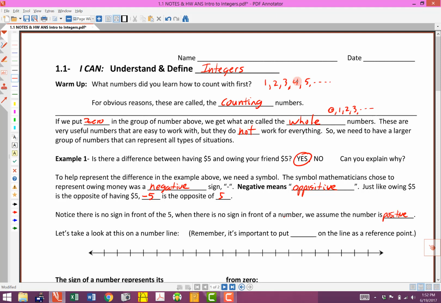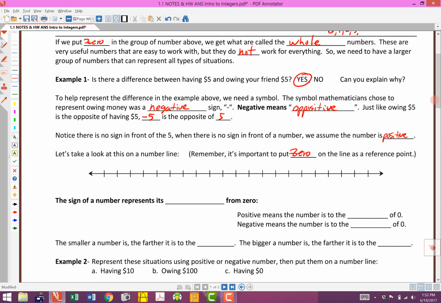Okay? So we're going to take a look at this on a number line, and it's important to put 0 on a number line. It's always a good idea to put that there as a reference. So I'm going to slide this down and let's take a look at this. I'm going to put 0 right here, and then we're going to put the two numbers we've been talking about on there. Having $5 would be represented with a positive 5. So here's 1, 2, 3, 4, 5. I'm going to put a 5 right there. That's positive 5. And then negative 5 would go in the opposite direction. So this is the positive direction, and this is the negative direction. So we're going to go negative 1, negative 2, negative 3, negative 4, negative 5.